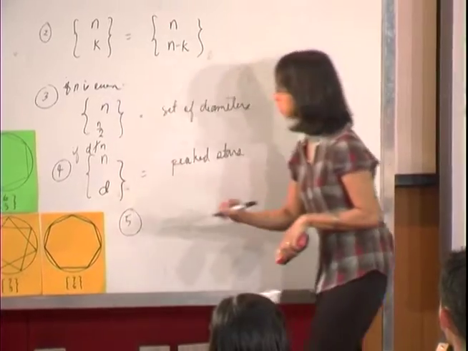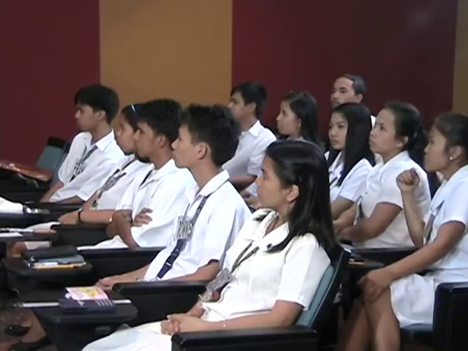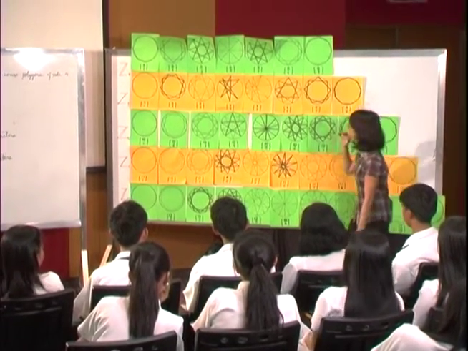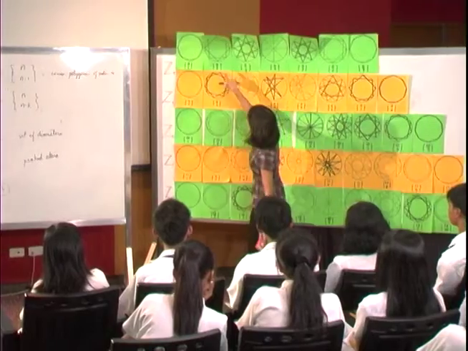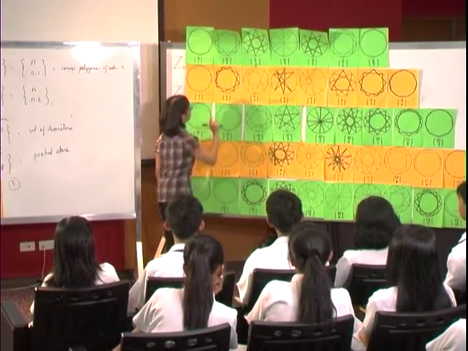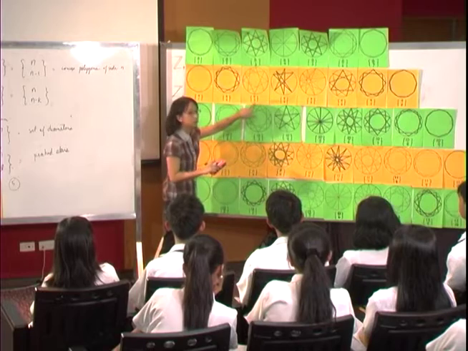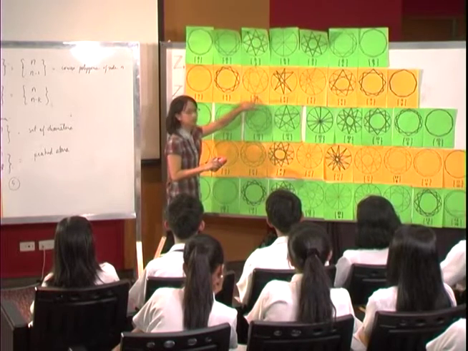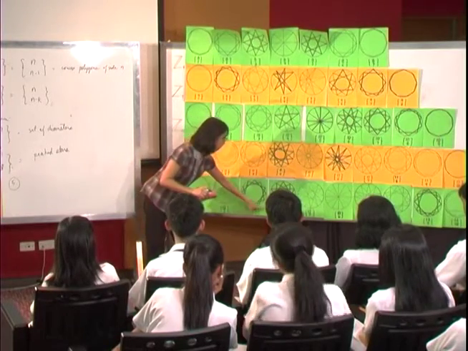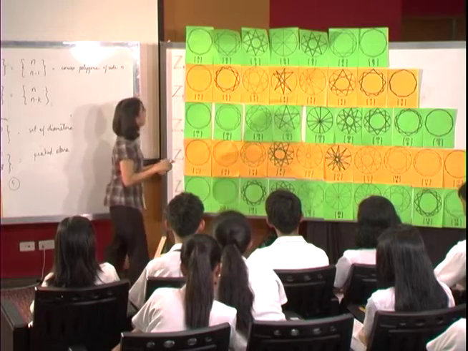And any more observations? What if D divides the modulus? For example, we have 8, 2 here. Our D divides the modulus. Here, 3 divides 9. What do we get? Here, 3 divides 12 and 4 divides 12. What do we get?